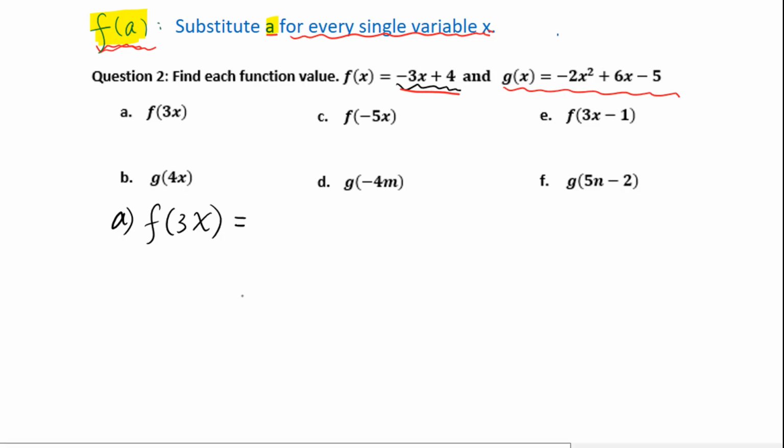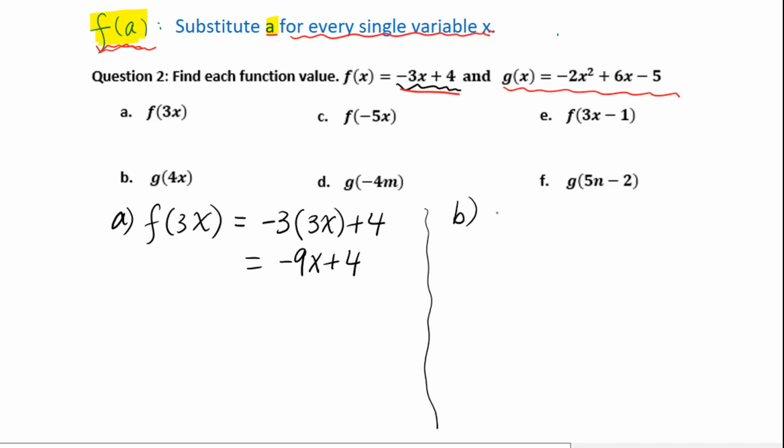So we have negative 3 times (3x) plus 4. So negative 3 times 3x will be negative 9x plus 4.